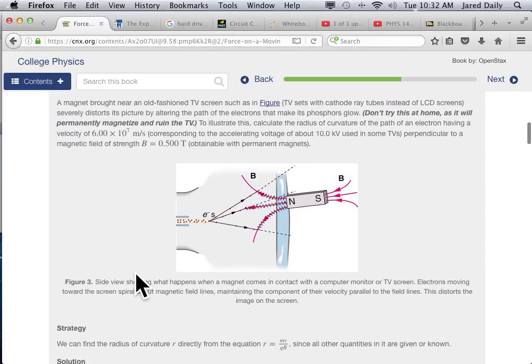This is a great example. You have a magnet brought near a TV. Don't try this at home. Actually, I guarantee you can try this at home and it won't hurt your TV, because I can almost guarantee that none of you have a CRT TV at home. Do any of you have a cathode ray tube television? Do any of you have anything besides a flat screen television that's just thin like this?